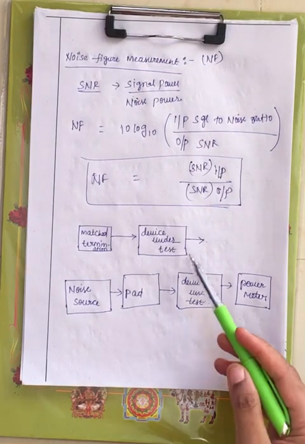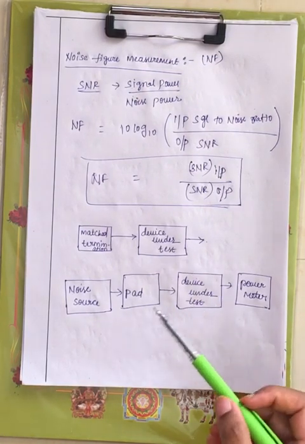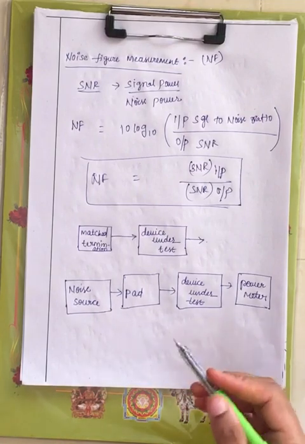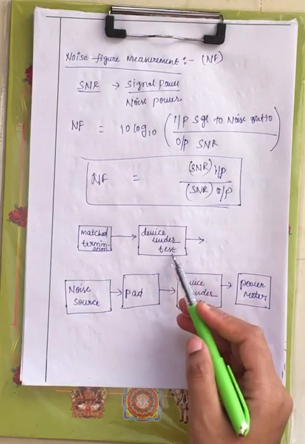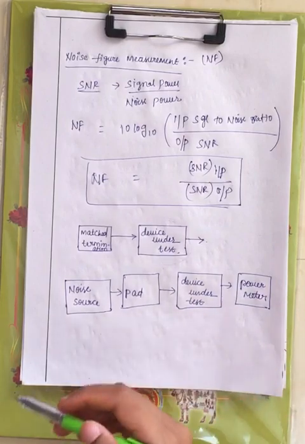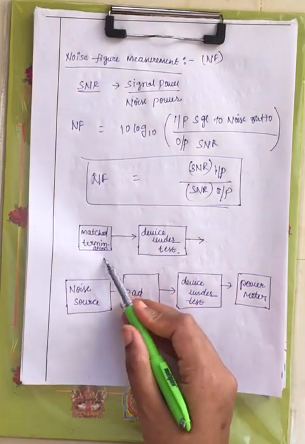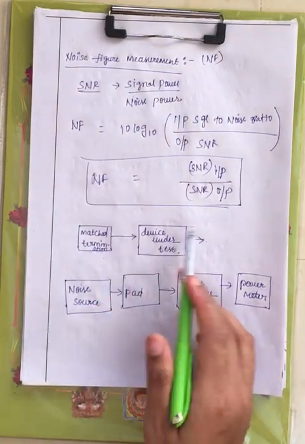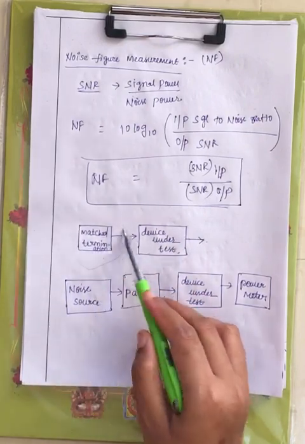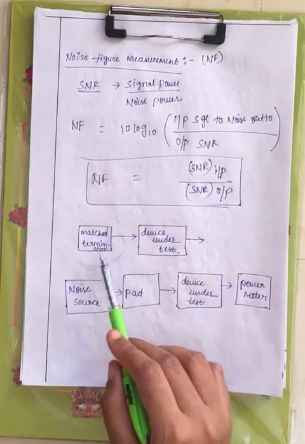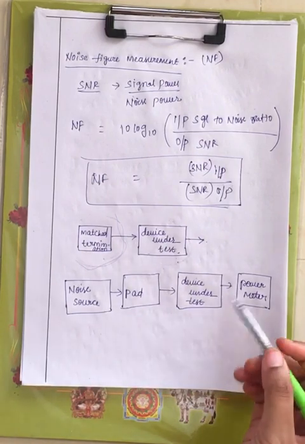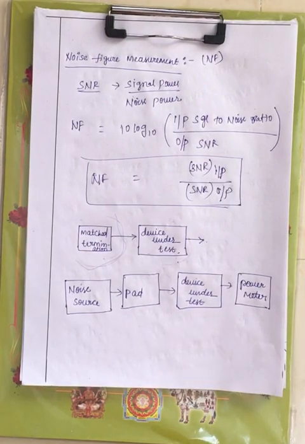Now for the particular device for which you want to measure the noise factor, initially you are not giving any input. That input is terminated with a matched termination. You are not giving any input to the device for which you want to measure the noise output.